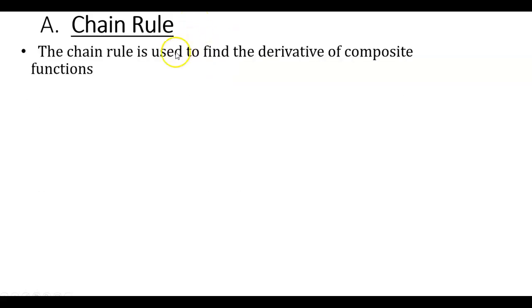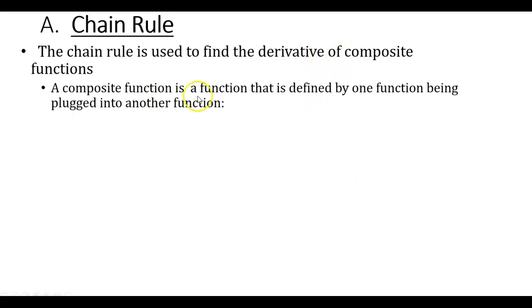So we're going to start off by talking about the chain rule here. The chain rule is used to find the derivative of a composite function. A composite function is a function that is defined by one function being plugged into another. So for instance, h is a composite function because h is this. One function being plugged into another function. And so the way that we find the derivative of a composite function is with the chain rule.